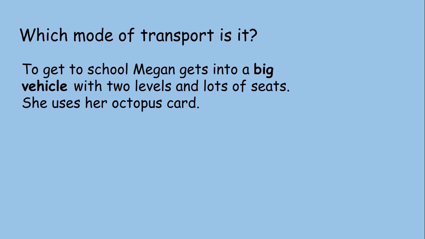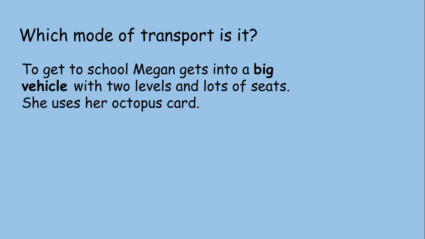All right. And let's see, finally, to get to school, Megan gets into a big vehicle. Vehicle. Now, vehicle is another word for a car, or for a bus, or for a train. A vehicle is something that moves and gets you places. Okay, so Megan gets into a big vehicle with 2 levels and lots of seats. She uses her octopus card.